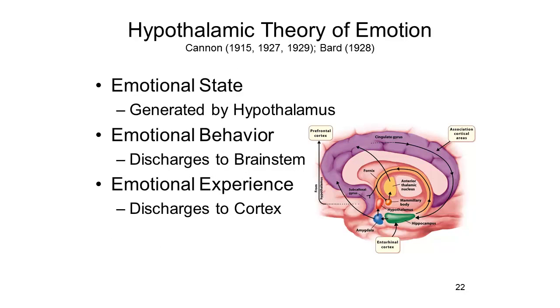Modern neuroscientific approaches to emotion have their origins in the hypothalamic theory of emotion proposed originally by Walter B. Cannon and subsequently developed by Philip Bard. You'll remember that Cannon and Bard were very critical of the James-Lange theory of emotion. While James and Lange argued that emotions stemmed from activity in the peripheral nervous system, Cannon and Bard argued for the importance of the central nervous system, and specifically the hypothalamus, which they argued generated various emotional states. Discharges from the hypothalamus to the brainstem were responsible for emotional behavior, including things like facial expressions, while discharges from the hypothalamus to the cerebral cortex were responsible for the subjective experience of emotion.